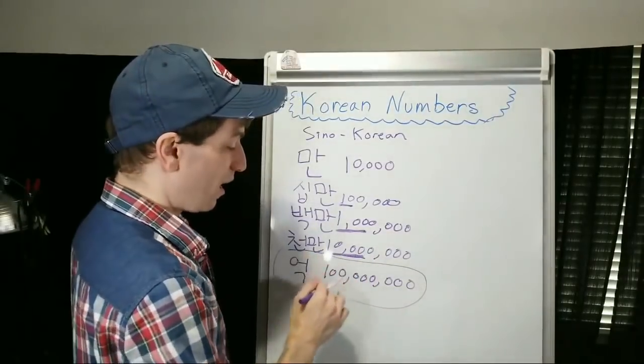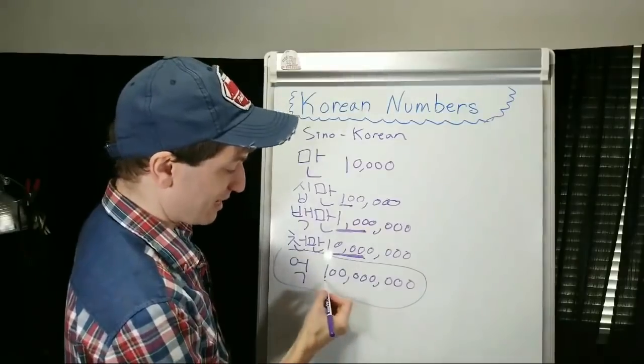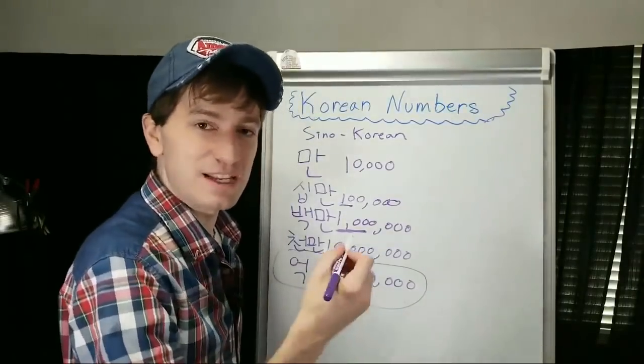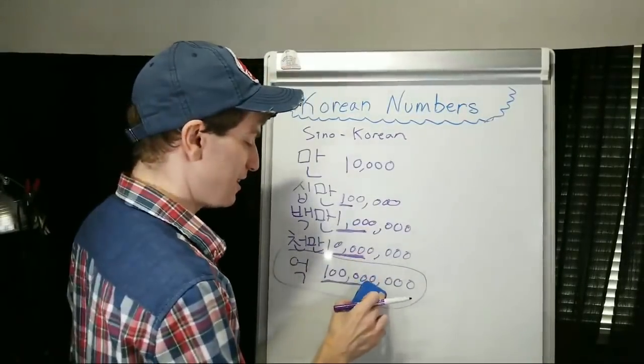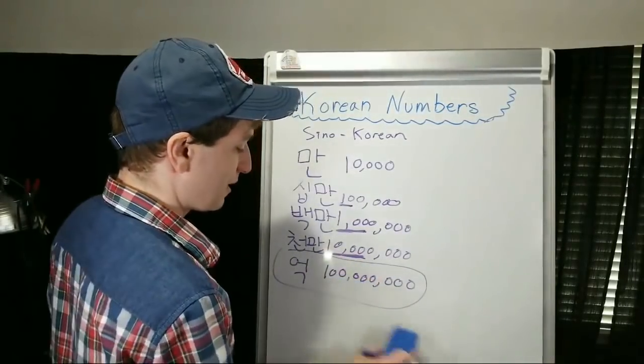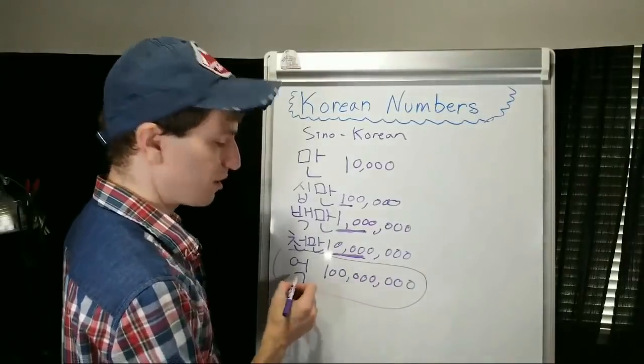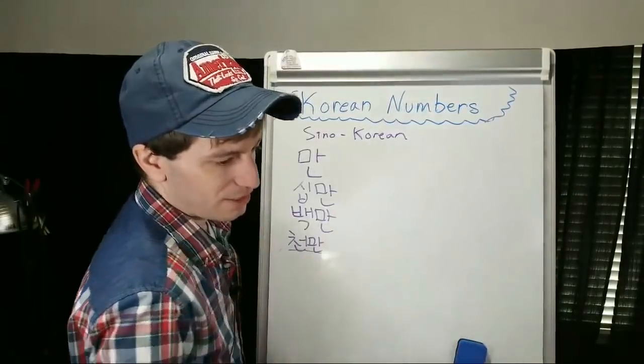So then what would 100 million be? Well, 100 million would be 10,000 10,000s. But like I said, Koreans don't do 10,000 10,000. They don't duplicate it. So in this case, they have a different counter, which is called 억, but we're not going to go into 억.